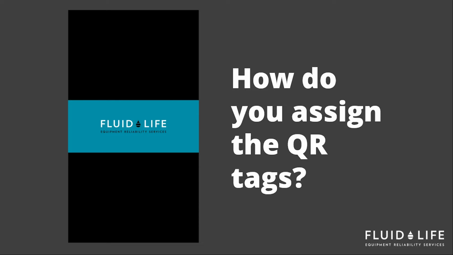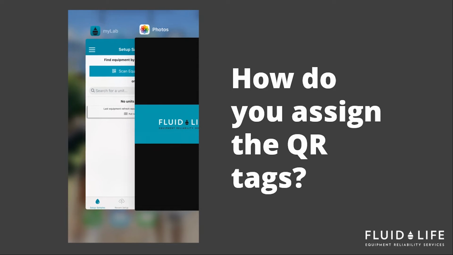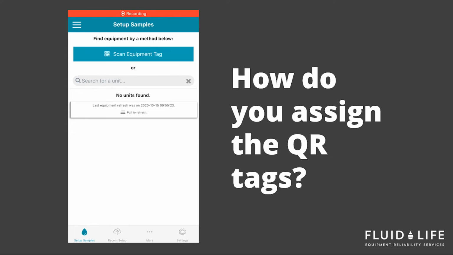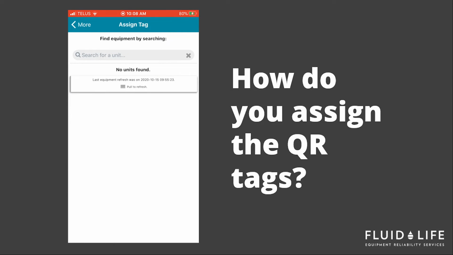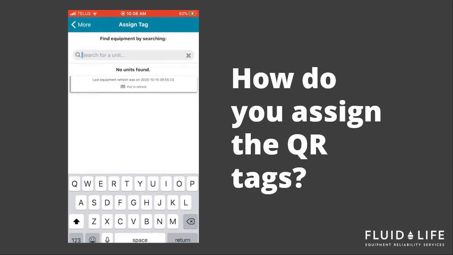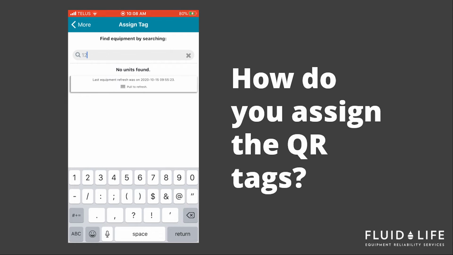Step 1 is to log in to the app. Once you're in the app, you can click on the More button at the bottom of the screen, which will take you to the option to either go to MyLab in your browser or assign your equipment tag. When you click on Assign Your Equipment Tag, it'll take you back to the search screen where you can enter the unit that you're looking to assign the tag to.